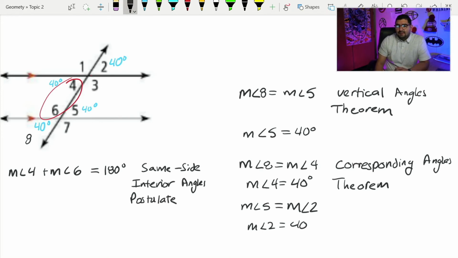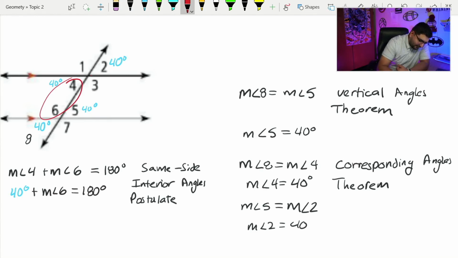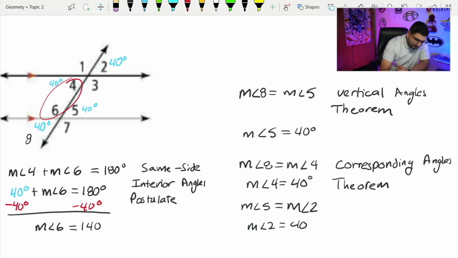This helps me find the measurement of angle 6 because I know the measurement of angle 4 is in fact 40 degrees. Plus the measurement of angle 6, which is unknown, I get 180 degrees. I can simply subtract 40 degrees from both sides, and I get that the measurement of angle 6 is 180 minus 40, which is 140 degrees. So I know that this angle here is 140 degrees.